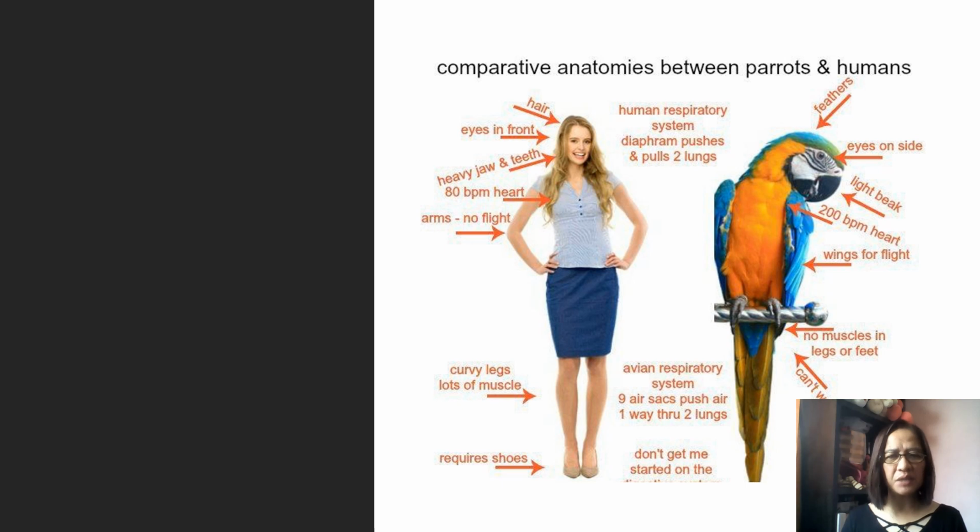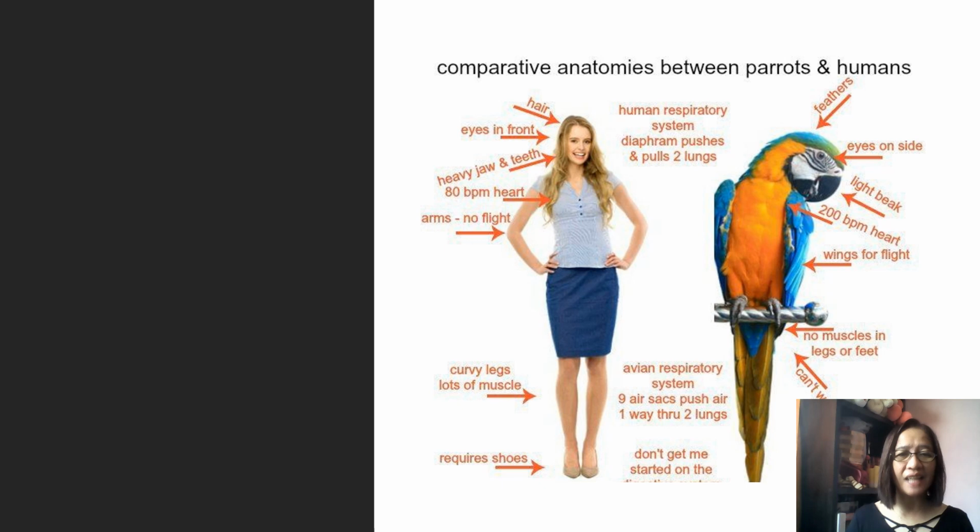Comparative anatomies between parrots and humans. I-compare ba tayo sa loro? Obvious, parehas tayo may mata, parehas tayo may paa, pero magkaiba yung ating function.